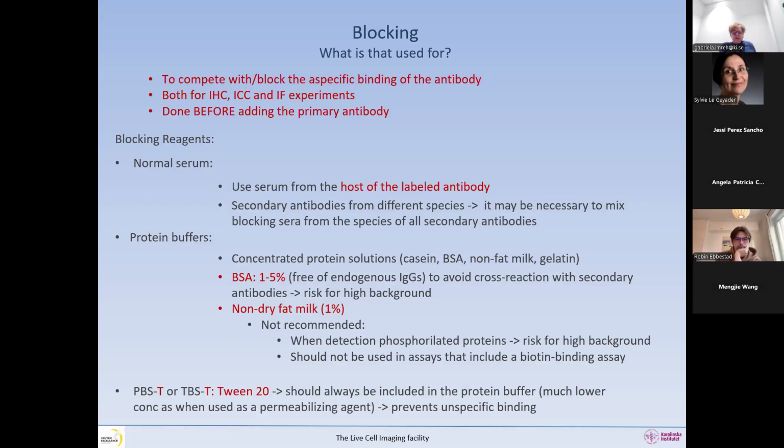And in all these buffers, you should have Tween 20. That's why most of these proteins are diluted in so-called either PBS-T or TBS-T, where T stands for Tween 20, and it should always be included in the protein buffer, but at a much lower concentration than when it is used as a permeabilizing agent, and this is to prevent unspecific binding.